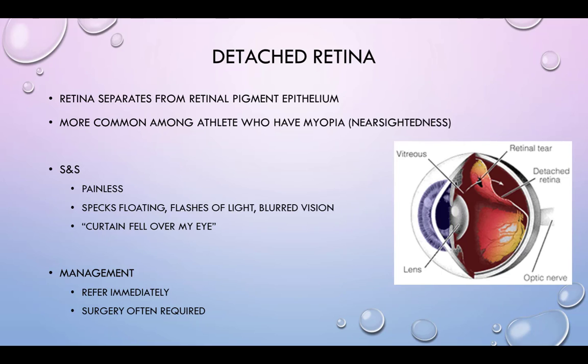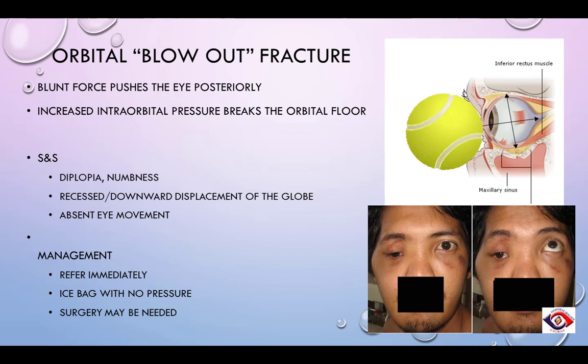A detached retina is a very serious concern and should be immediately referred, as surgery is often required to weld the retina back on the eye. An orbital or blowout fracture can occur when a blunt force pushes the eye posteriorly. This increased intraorbital pressure breaks the orbital floor.